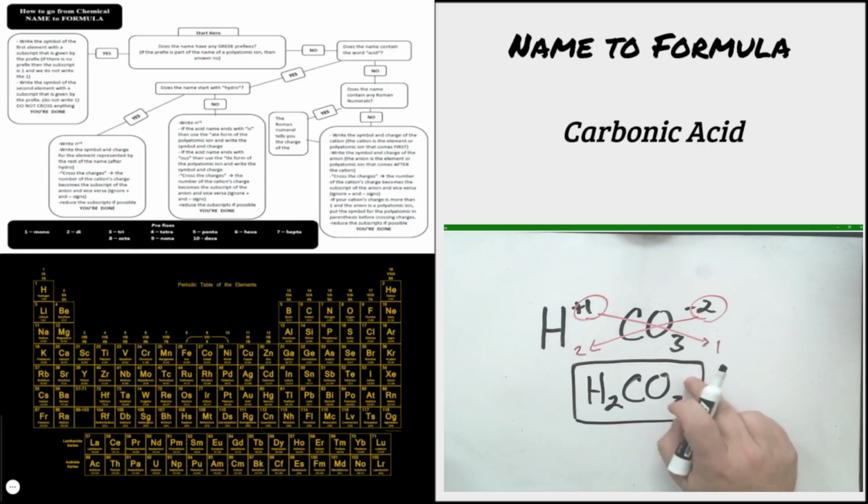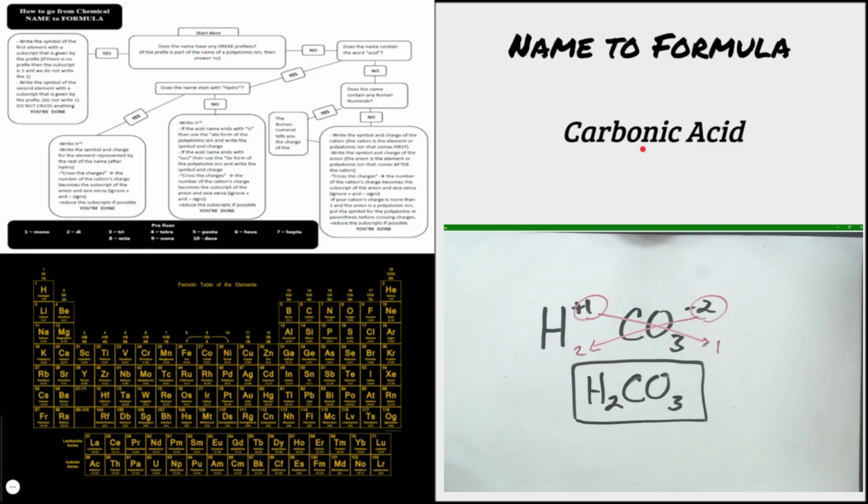Notice when I have a polyatomic ion, the name does not say hydro. It just says carbonic. Hydro is how we distinguish something as a binary acid versus an oxyacid. Oxyacids are going to have the oxyanion and hydrogen, and binary acids are going to have an element and hydrogen. So go back and look at those definitions in the previous video.